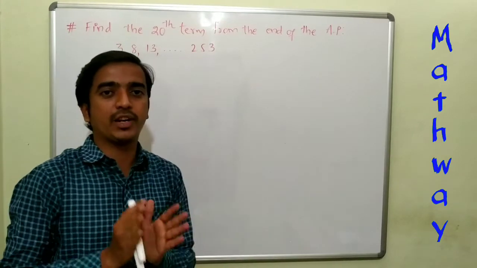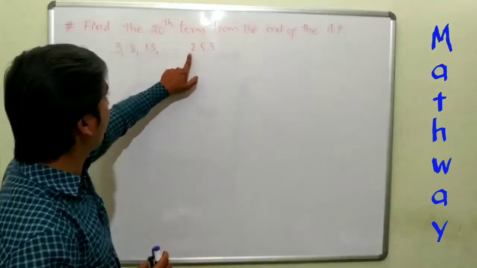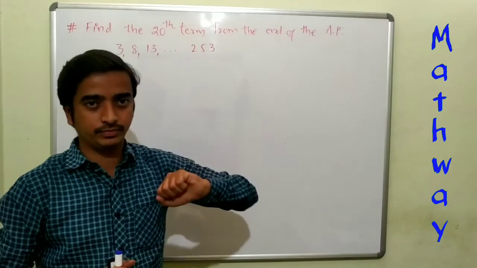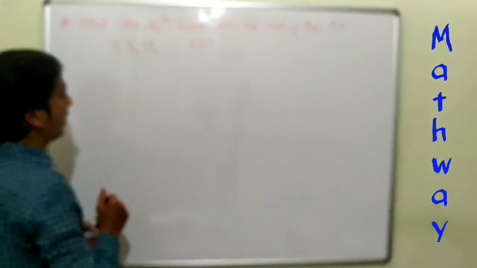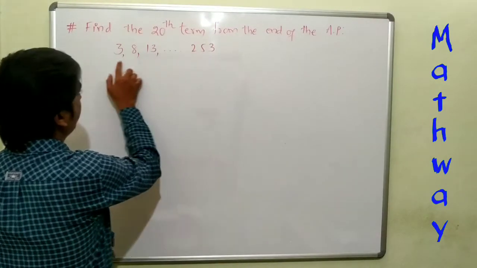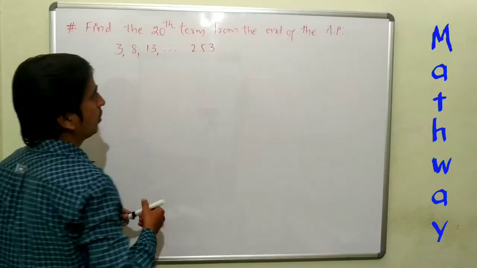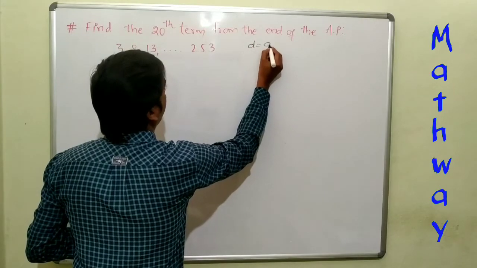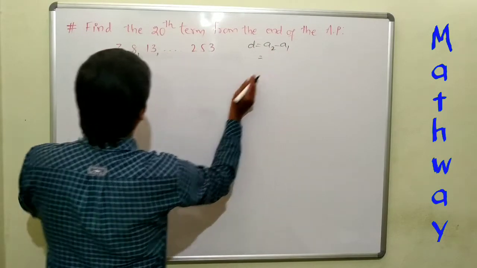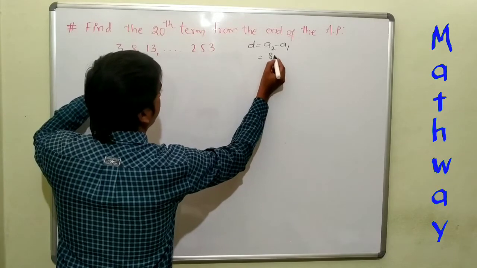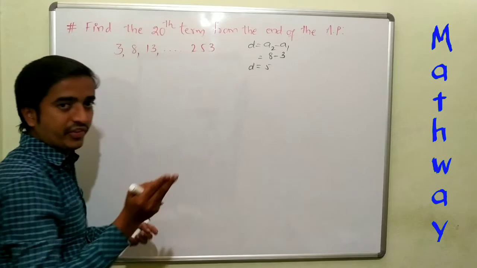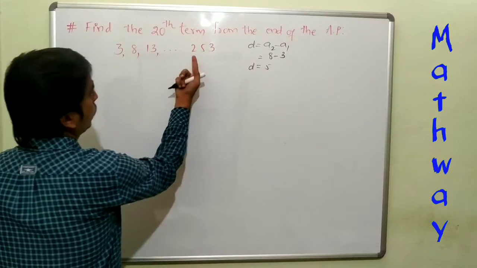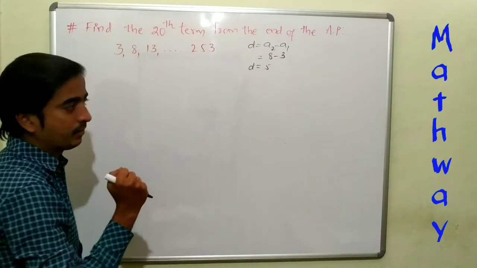From the beginning we can find it easily by the formula An equals A plus n minus 1 into D. But here, how can we find it from the last? For the last we have only one term. But we can still find some more terms from here by using the common difference. So what is the common difference here? Common difference D equals A2 minus A1. Here the second term is 8 and the first term is 3. By subtracting, we get 5. The common difference is 5.